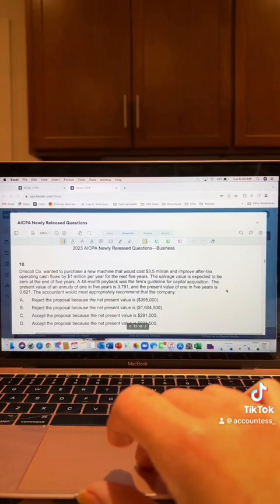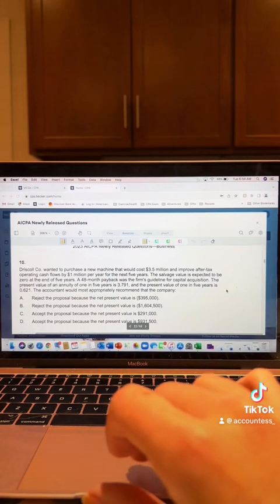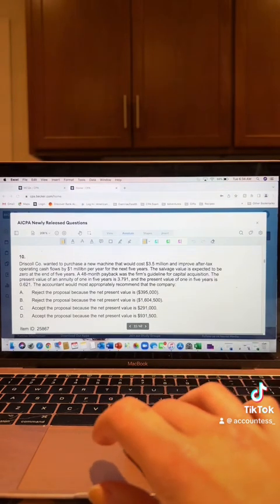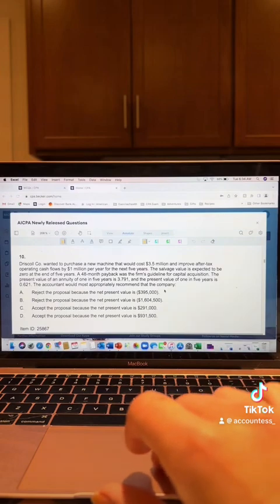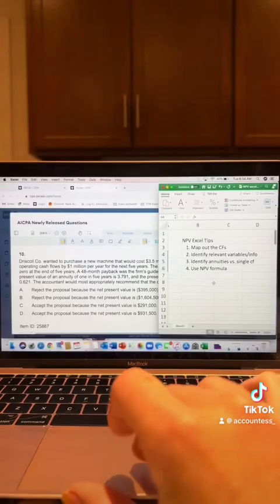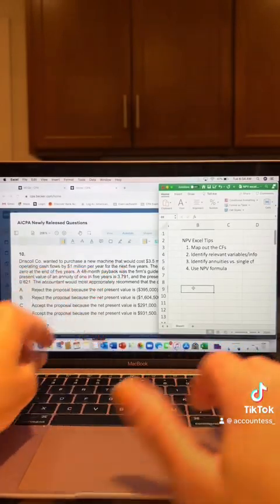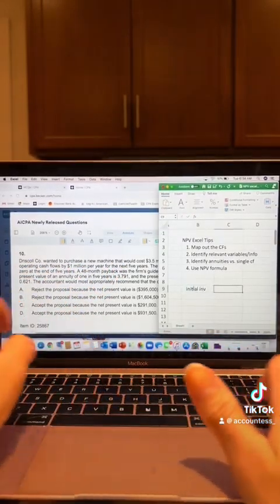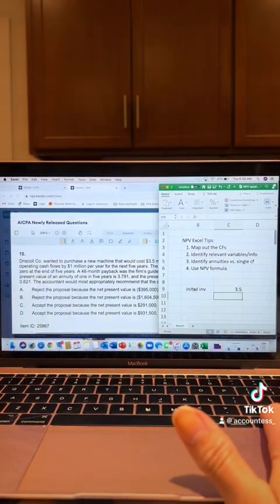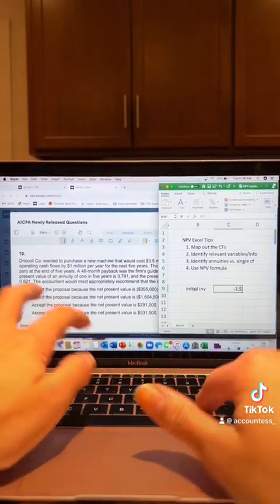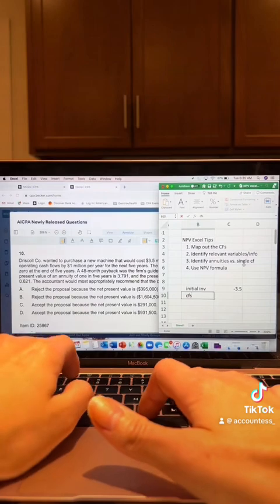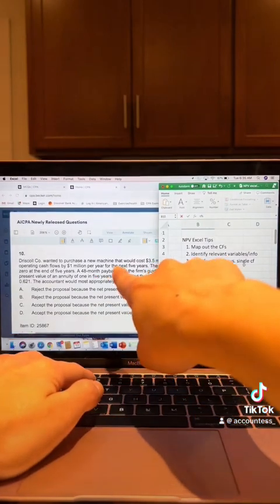This is one of the AICPA questions I found about net present value for a project. So you get to the question and the first thing you want to do, map out the cash flows. So looking at the problem, we see the initial investment is 3.5 million. It's kind of blocked out, but trust me, that's what it is. I like to type those as a negative because it's an outflow.